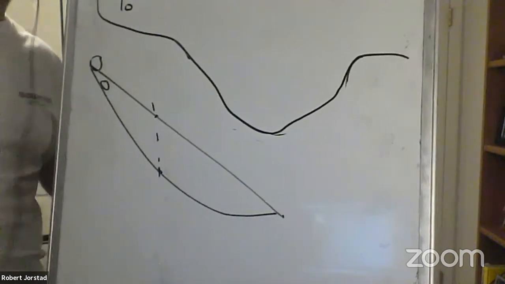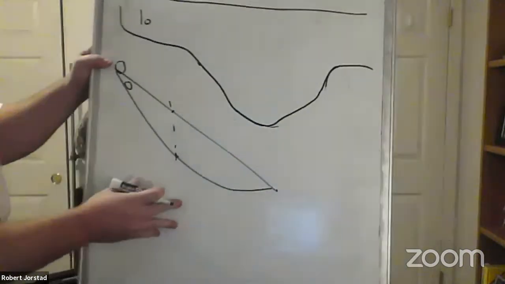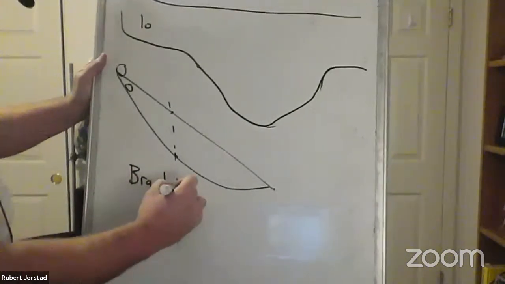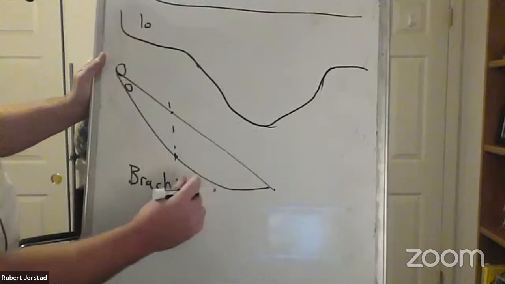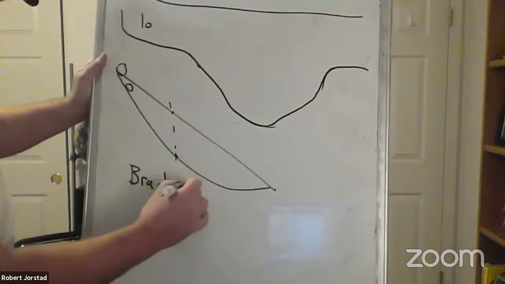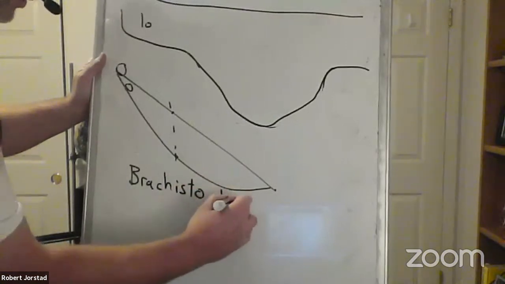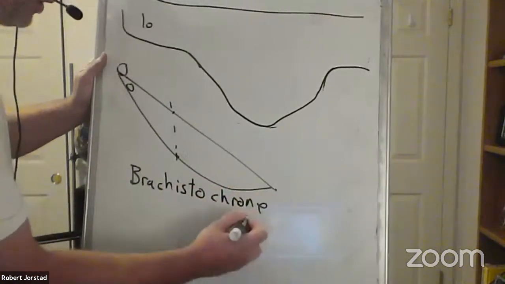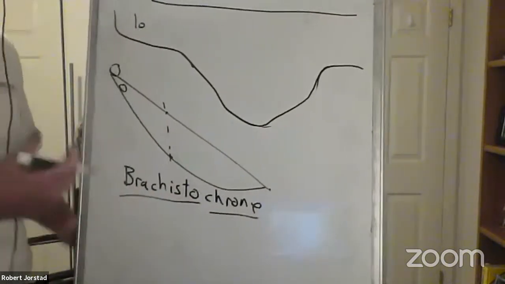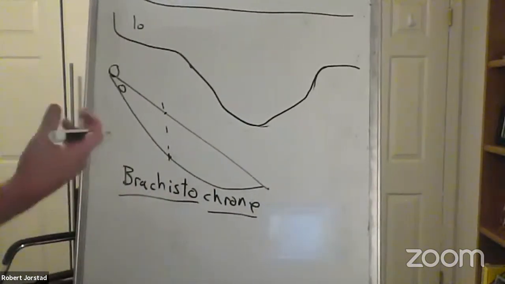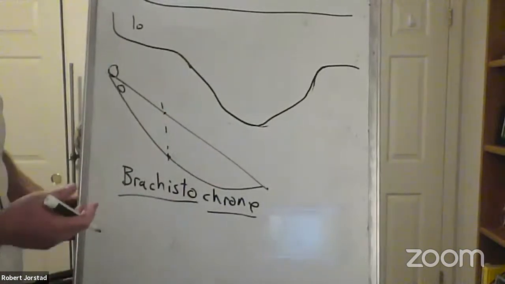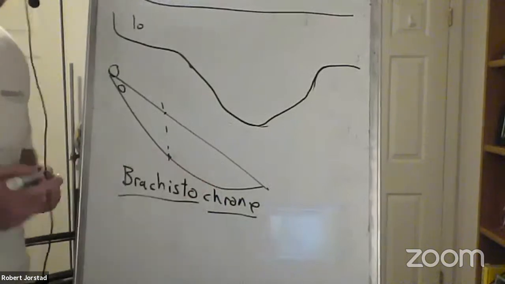Okay, the path of least time is called a brachistochrone. Chronos, time. You know, I have so much trouble saying this word, brachistochrone. So in this case, this means path of least time.